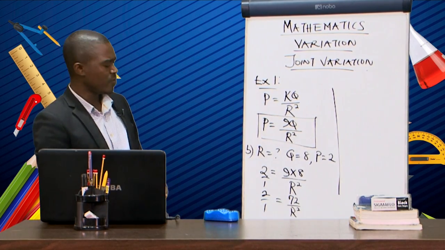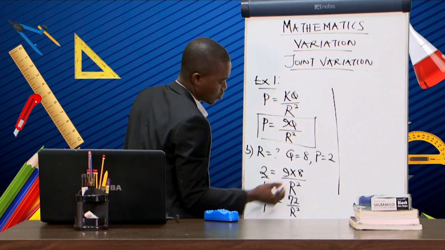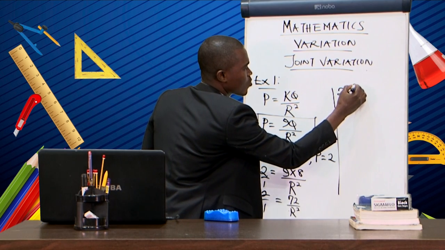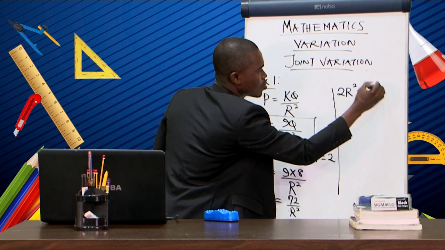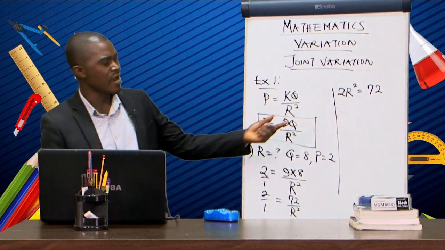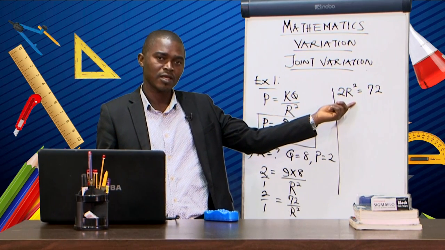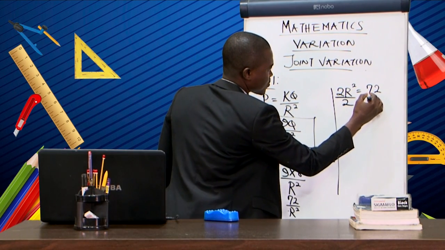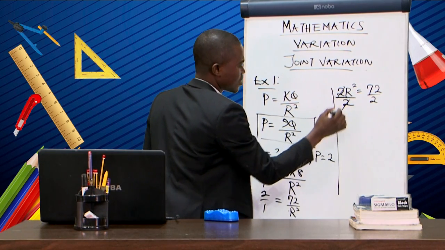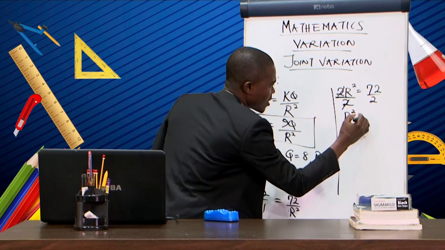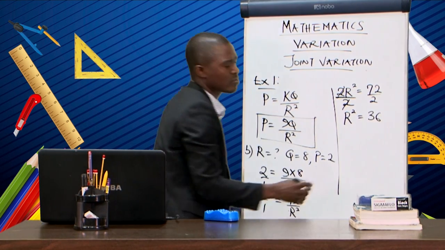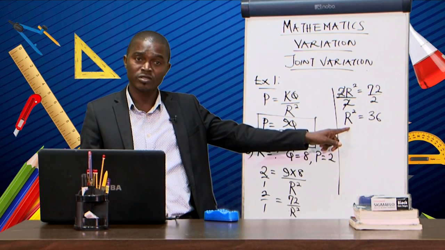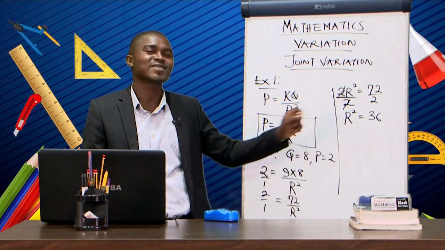So when we cross multiply, we're going to have 2 multiplied by R squared. We have 2R squared equal to what? Equal to 72. Then the next thing is to divide both sides by 2. This cancels this. Then we have R squared to be equal to what? To be equal to 36. It is not R squared that you are looking for, okay? It is R.